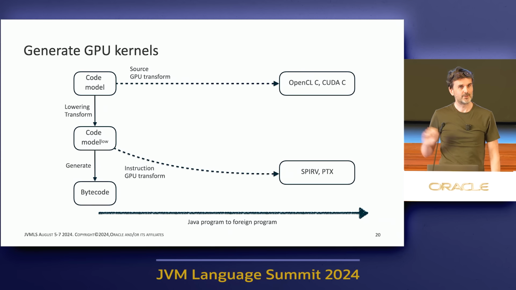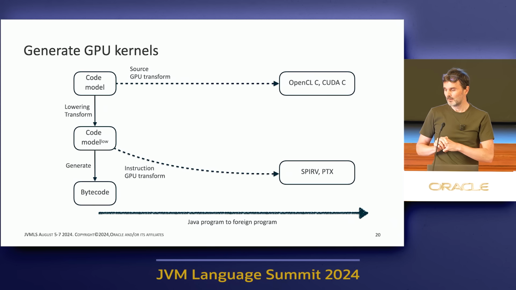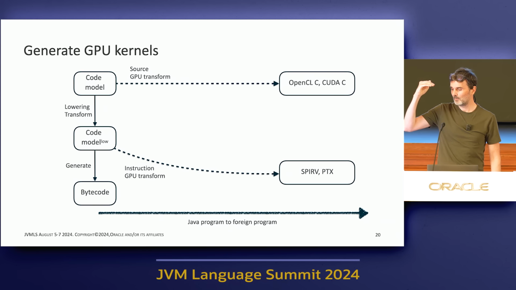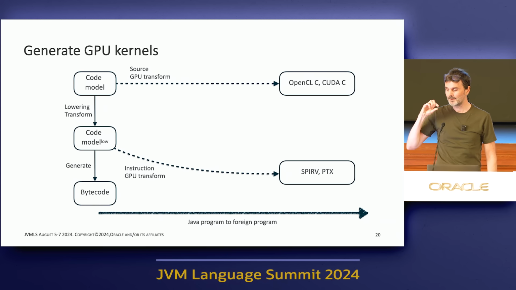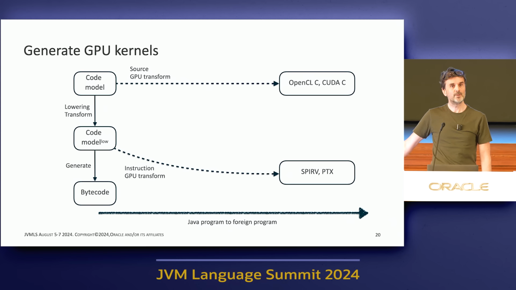This is where it gets more interesting. If you go off to the left instead, we can do more interesting things. So at a high-level code model, we could translate that, and we could generate OpenCL C or CUDA C, C99 code. We'll talk about that at a high level later. We could lower it, and we could generate SPIR-V or PTX.